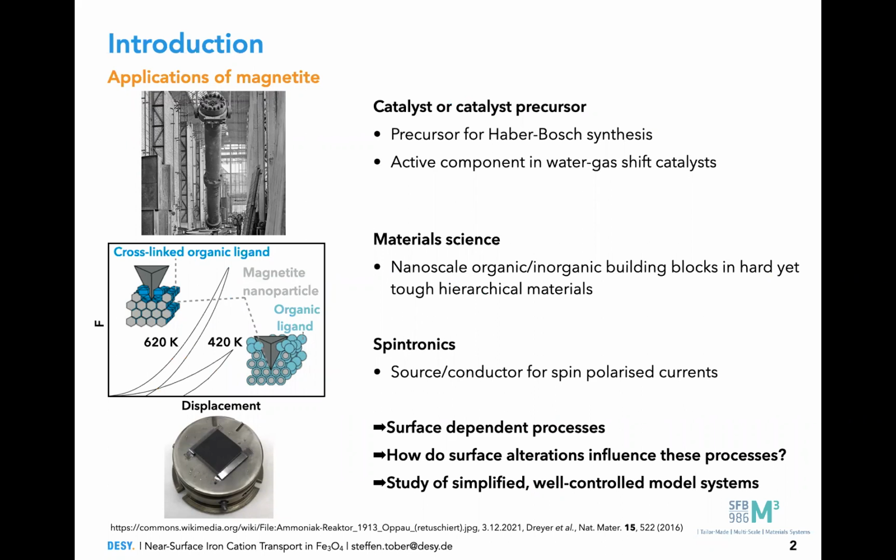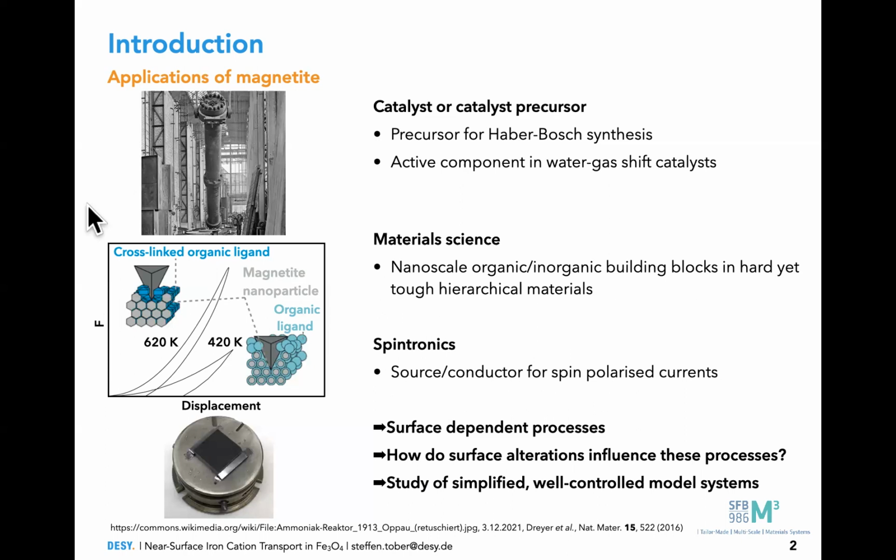precursor, most importantly in the Haber-Bosch reaction, as shown here, but also as an active catalyst component in the water gas shift reaction and also in the Fischer-Tropsch synthesis. More recently, magnetite is also being used in the form of ligand-coated magnetite nanoparticles as an inorganic-organic building block in material science to create hard and at the same time tough materials, which were modeled after natural hierarchical materials like nacre. And as magnetite is ferromagnetic and also conductive, it's also used in spintronics, where it's used as a source for spin polarized currents.